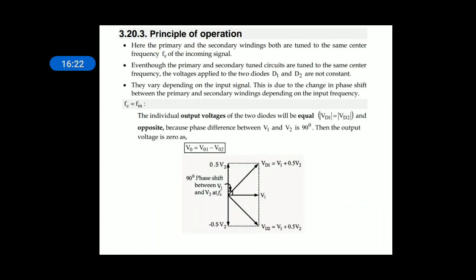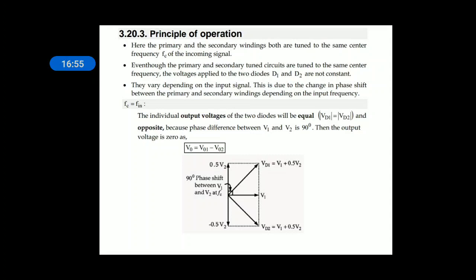Its principle here: the primary and secondary windings are tuned to the same center frequency FC. Even though the primary and secondary tuned circuits are tuned to the same center frequency, the voltages applied to diode D1 and D2 are not constant. As they are tuned to the same carrier frequency, the outputs of diode detector 1 and diode detector 2 are not constant, because FM produces a signal with many different frequencies, hence the output may change depending upon those frequencies.